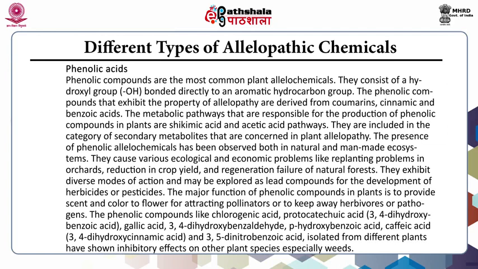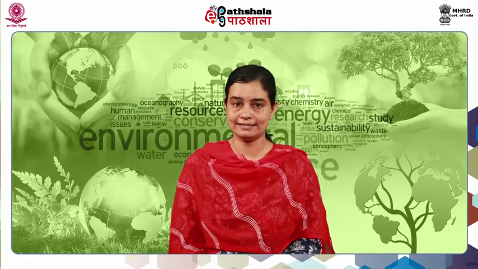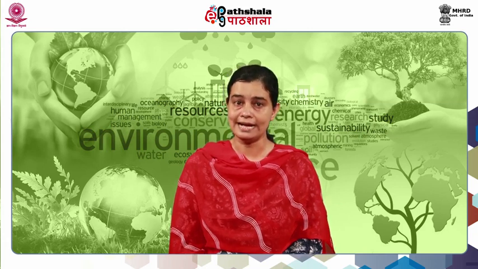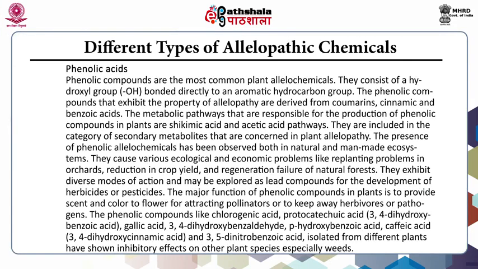The major function of phenolic compounds in plants is to provide scent and color to flowers for attracting the pollinators or to keep away herbivores or pathogens. The phenolic compounds like chlorogenic acid, protocatechuic acid, that is 3,4-dihydroxybenzoic acid, gallic acid, 3,4-dihydroxybenzaldehyde, para-hydroxybenzoic acid, caffeic acid and 3,5-dinitrobenzoic acid, isolated from different plants, have shown inhibitory effects on other plant species, especially on weeds.